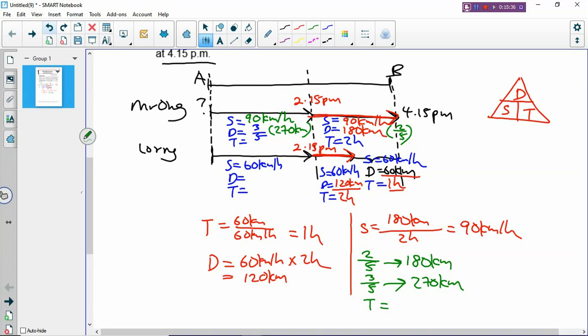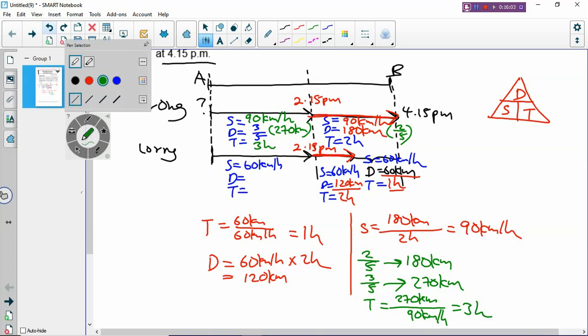Ong to catch up with the lorry? Yes, so time is equal to distance divided by the speed, which is 90 kilometers per hour, right? And he took 3 hours to catch up with the lorry. So let me put down 3 hours. And if he took 3 hours to catch up with the lorry, then what time did he leave town A?